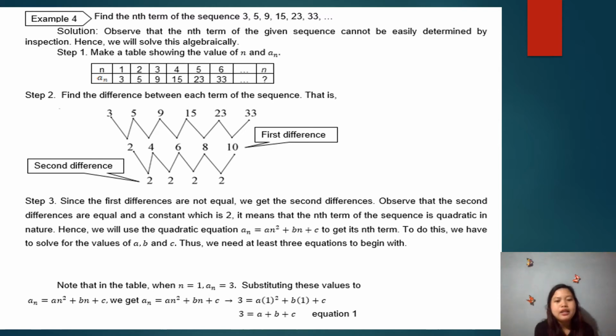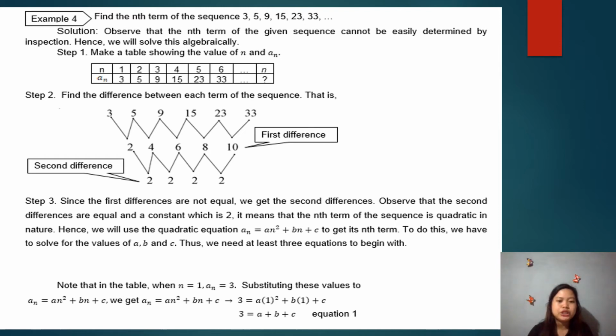Step 2, again, we will get the difference between each term of the sequence. That is the first difference: 5 minus 3, that's 2, 9 minus 5, that's 4, 15 minus 9, that's 6, 23 minus 15, that's 8, 33 minus 23, that's 10. That's the first difference. Then we get the differences of the first differences for us to get their common difference.